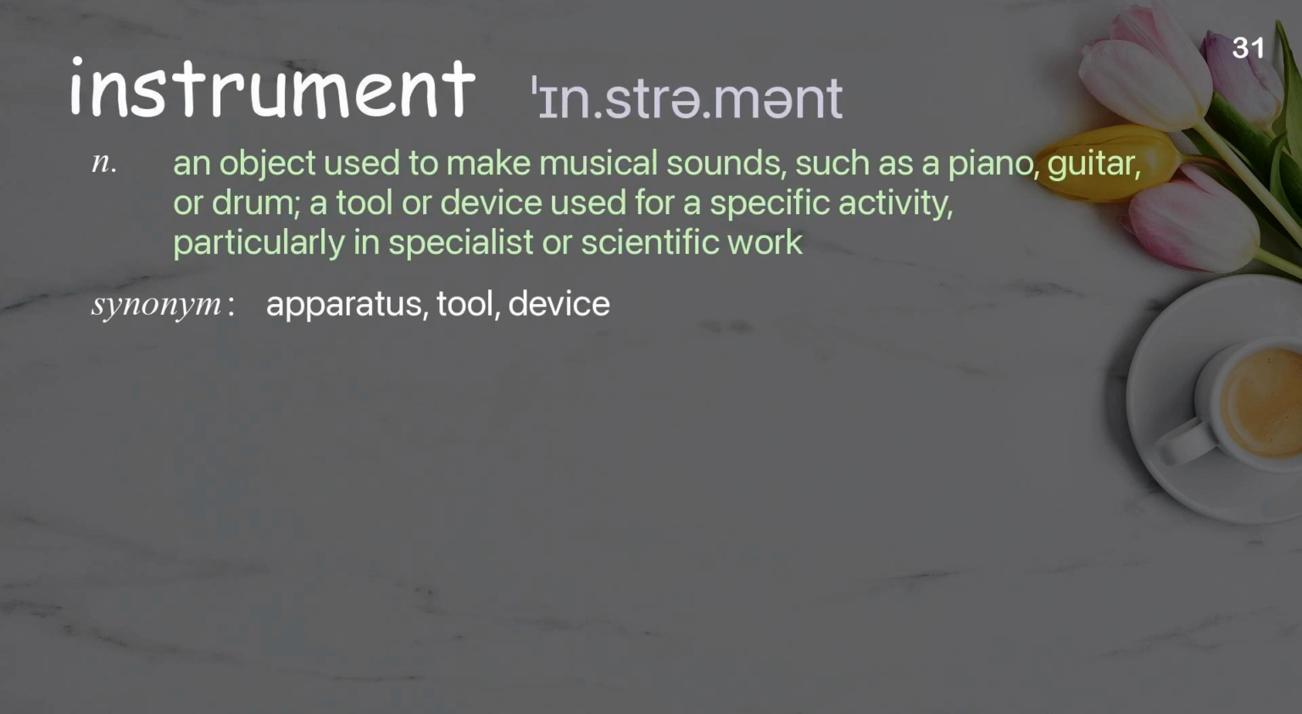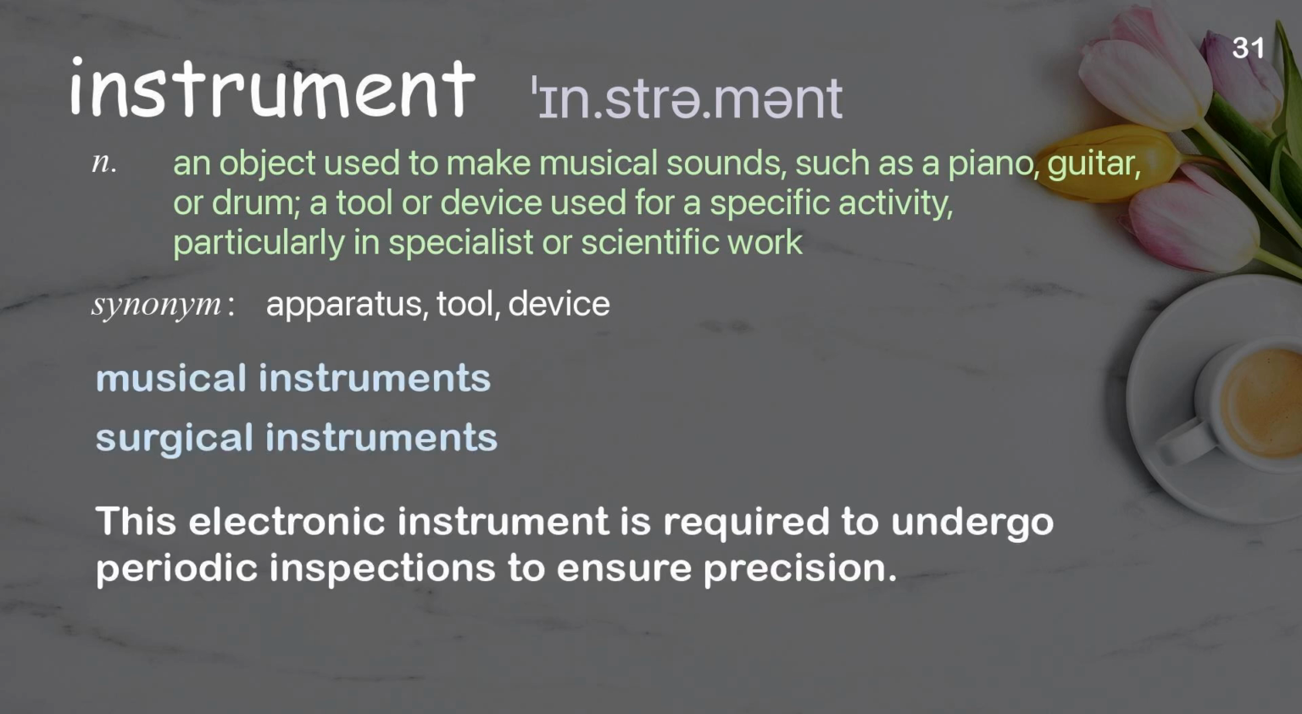Instrument: an object used to make musical sounds, such as a piano, guitar, or drum; a tool or device used for a specific activity, particularly in specialist or scientific work. Examples: Musical instruments, surgical instruments. This electronic instrument is required to undergo periodic inspections to ensure precision.